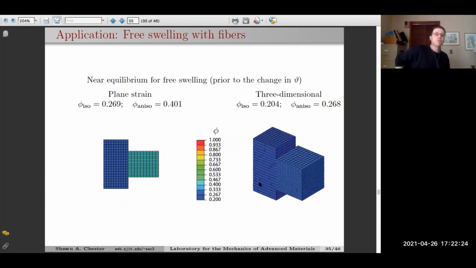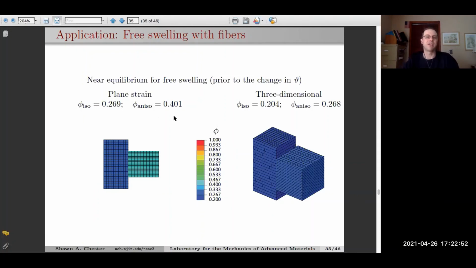So near equilibrium, just for free swelling prior to the change in temperature, these are some of the results, and it's as expected. The polymer volume fraction for an isotropic material is, let's say, 0.27. That means it's about 30% polymer, 70% fluid. But when you look at the material with fibers in it, now it's 40% solid, 60% fluid.